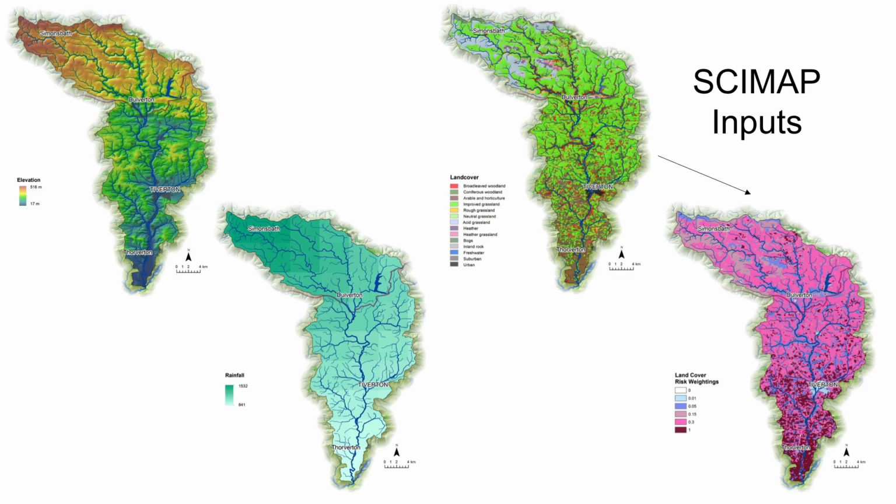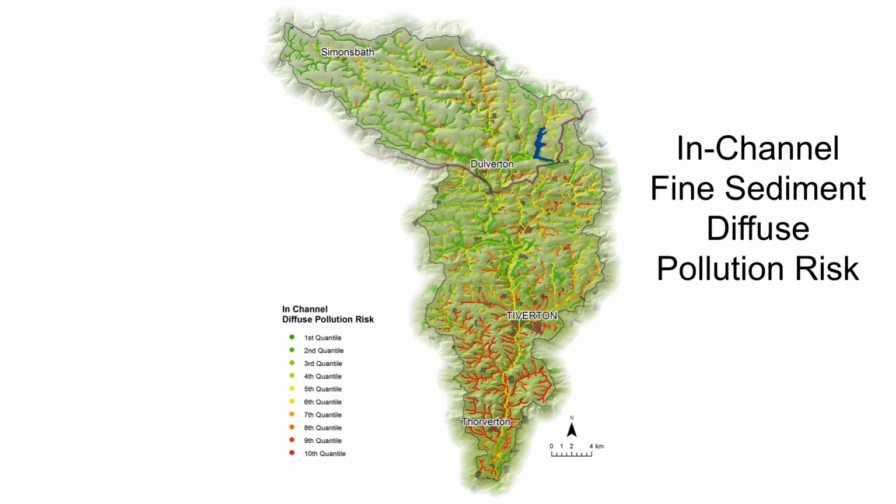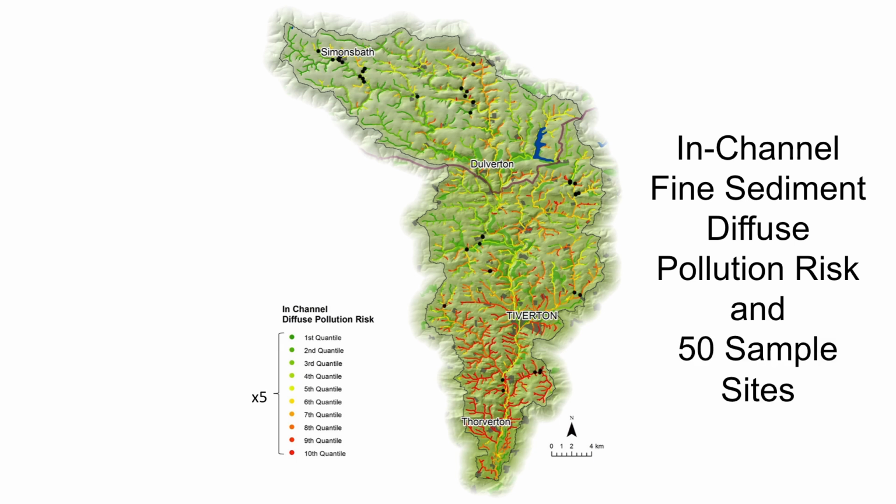So I started off my project by using the standard approach, so elevation data, rainfall data and land cover data was put into SCIMAP and reweighted in the usual way to give you the in-channel fine sediment diffuse pollution risk. And from that I chose 50 sample sites, which were spread over those values, so 5 for each quantile of risk.